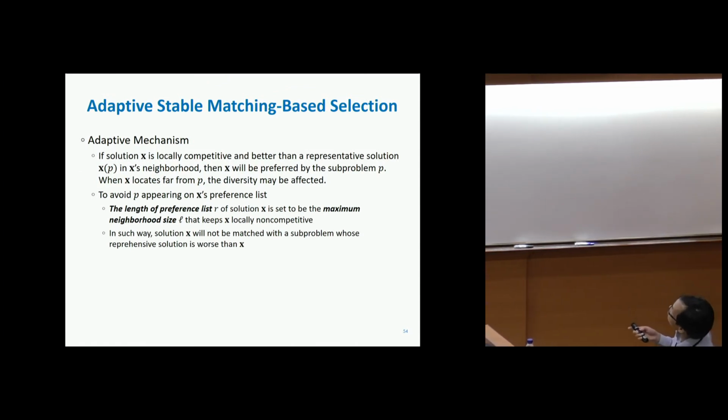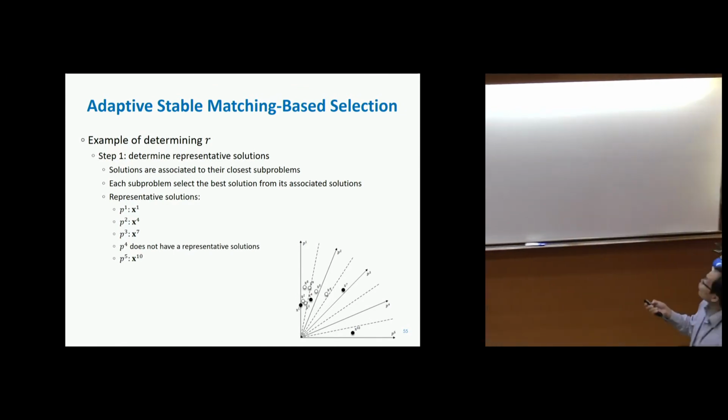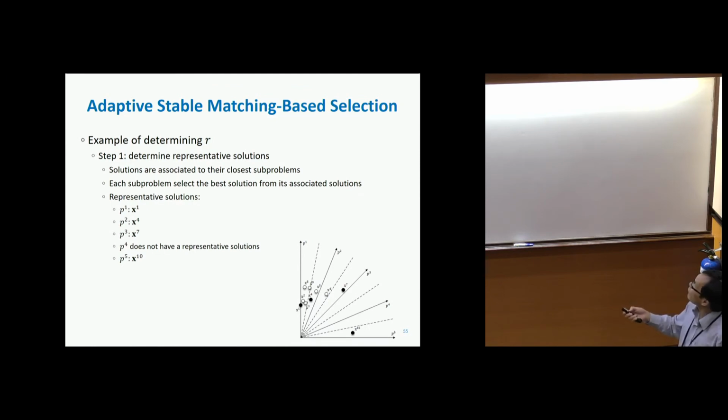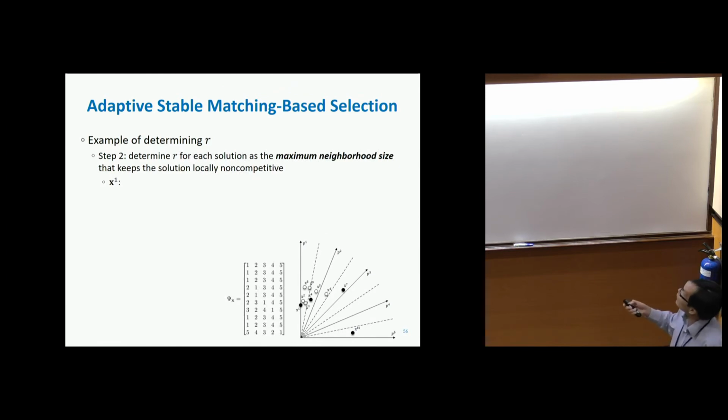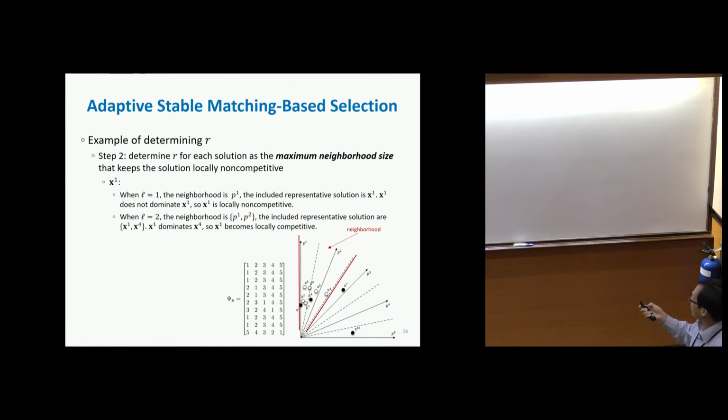So how does that work? I also show you an example. So in the first round, we assign solution x1 to P1, x4, the closest one, to P2, x7 to P3. This one has no solution, so we do not assign representative solutions, and then extend to P5. After that, we maintain the R as the maximum likelihood, so x1. So in x1, we see the solution. We have x1. Okay, so x1 is not dominant itself, so we name it as locally non-competitive. So we increase the neighborhood to P1, P2. So in that case, we have x4 and x1. Then x1 becomes locally competitive because it dominates x4. So we set the R equal to 1.